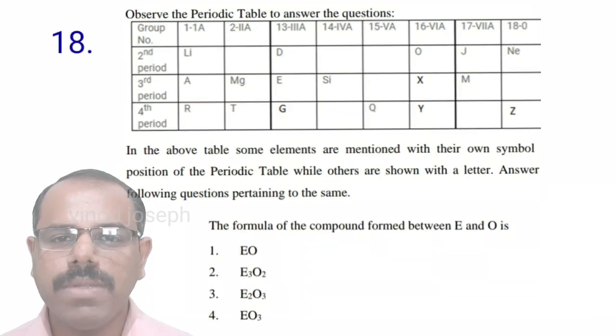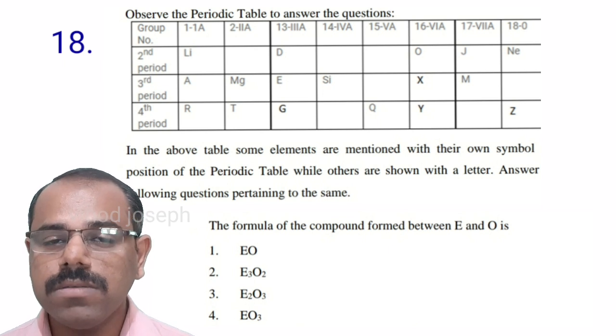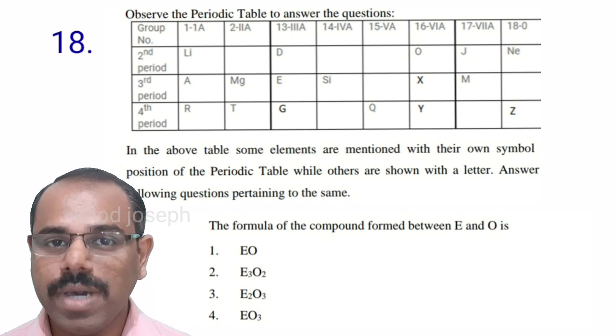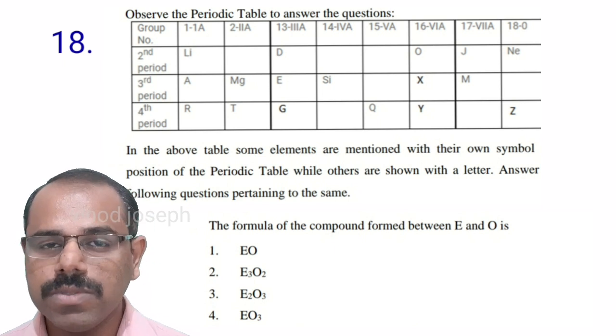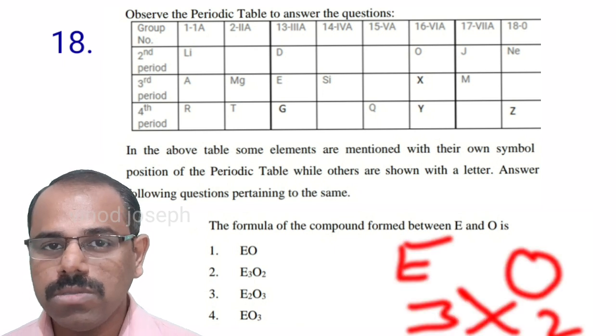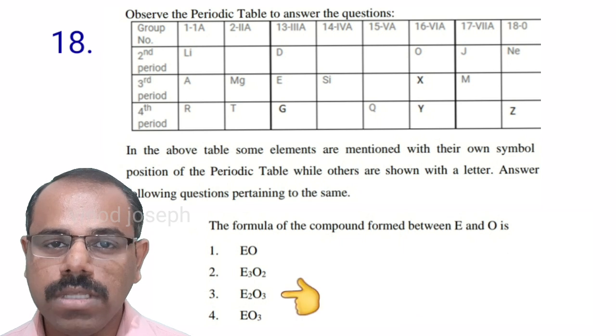Find out the formula by using valency and the crisscross method. E belongs to the 13th group, so valency 3, and O belongs to the 16th group, so valency 2. So just crisscross: 2 goes to E and 3 goes to O. So E2O3 will be the answer.